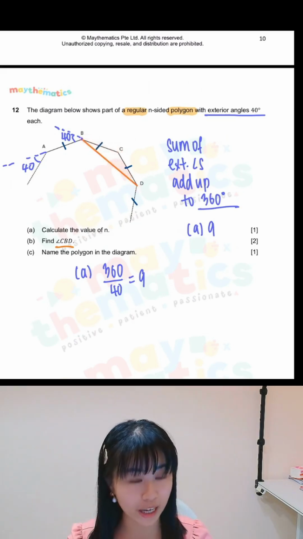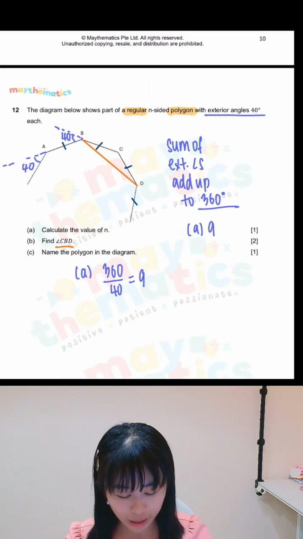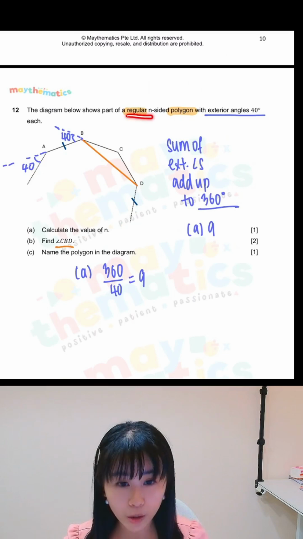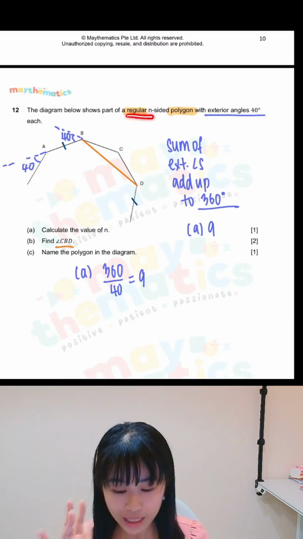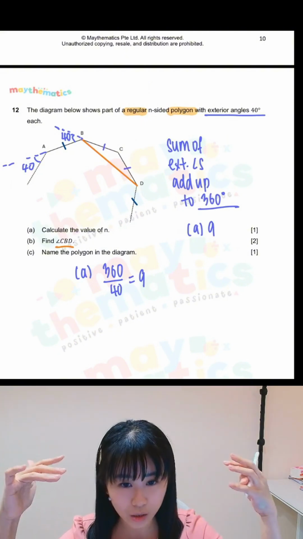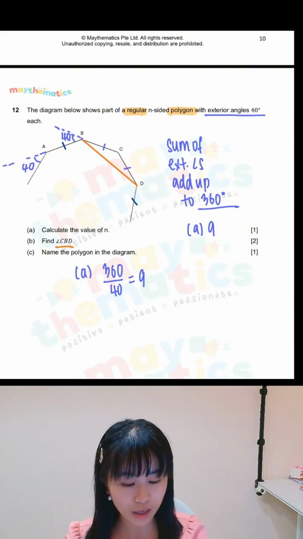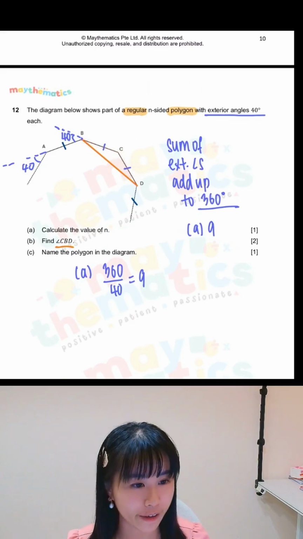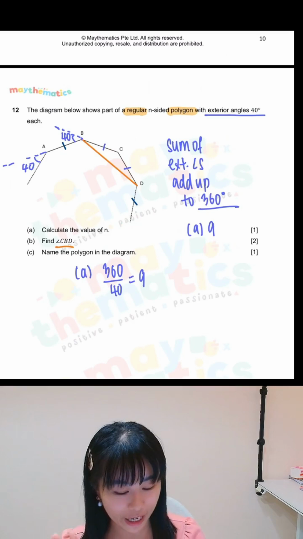Not every time will they draw a line for you. Once you draw the line, remember, this is very important. When they say regular polygon, it means the sides are the same. If the sides are the same, put in these little lines to denote they are equal. Because if you never mark this, you can never know that it's an isosceles triangle. I hope you are getting it.